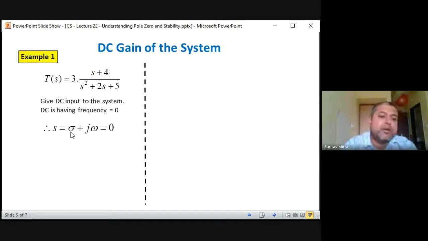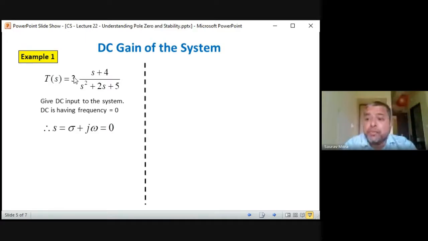So S is called a complex frequency. S is equal to sigma plus j omega. We have to substitute S is equal to 0 in the transfer function. What are we trying to do? The heading of the slide is the DC gain of the system, and K is called a system gain, or simply gain.